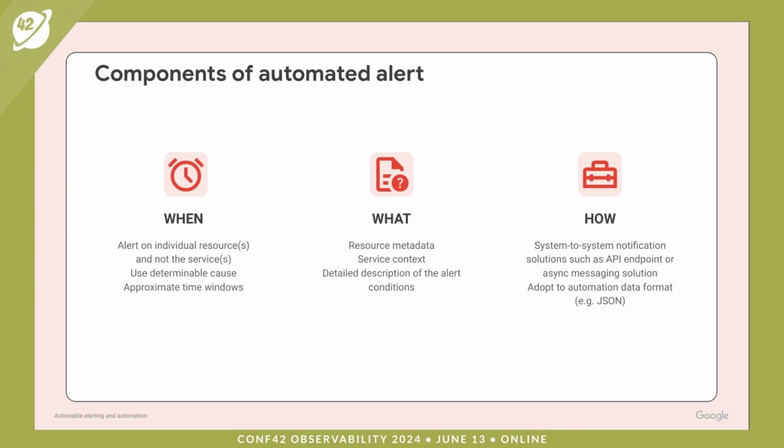Let's quickly review the three alert components for actionable alerts with automated response. Alerts should be triggered on individual resources to narrow the problem area and simplify automation. Other metrics and time windows should serve to determine the exact cause of the alert further. All resource metadata and all alert conditions should be captured to provide detailed context helping to discover the cause. The notification channel should be resilient, asynchronous, and support formatting of all alert information in a parsable format such as JSON.